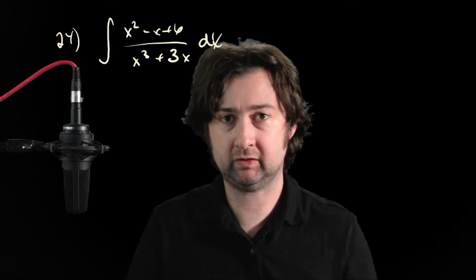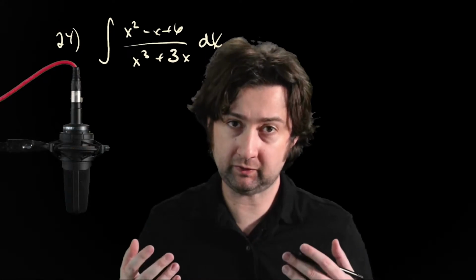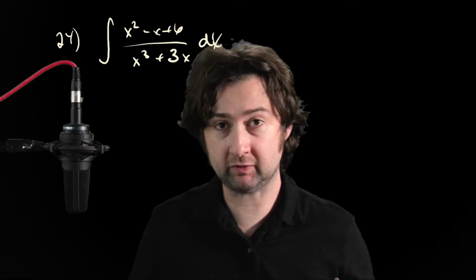So this is number 24 in the textbook. And the example says that we're going to integrate x squared minus x plus 6 over x to the third plus 3x. The first thing we have to ask ourselves is, is it a proper rational function? That is, is the degree of the numerator less than the degree of the denominator? And the answer is yes. 2 is smaller than 3, so we can continue.